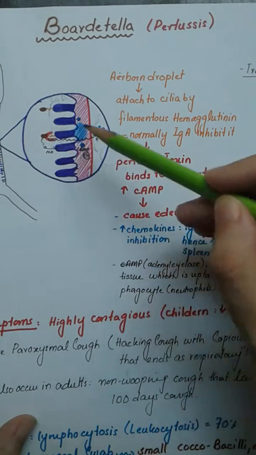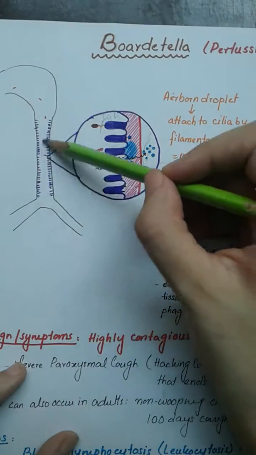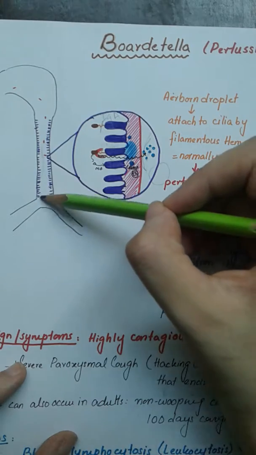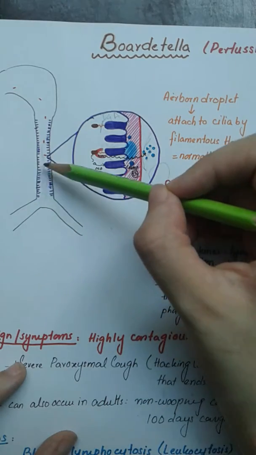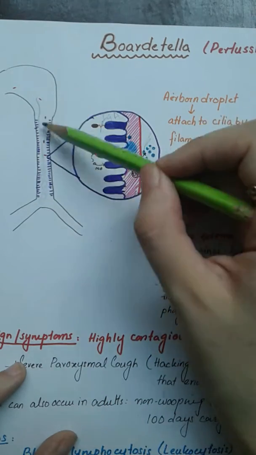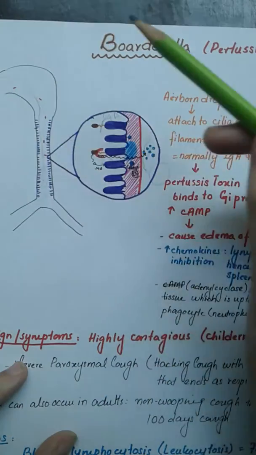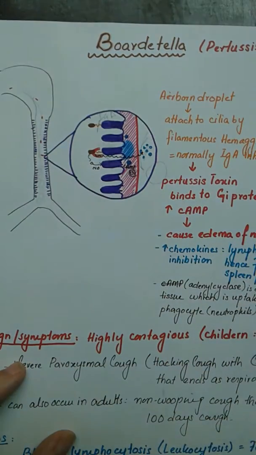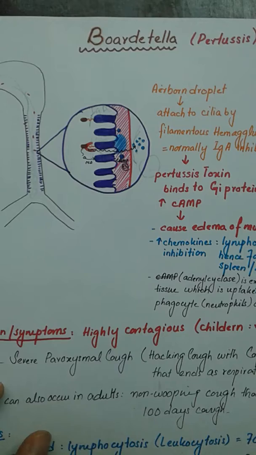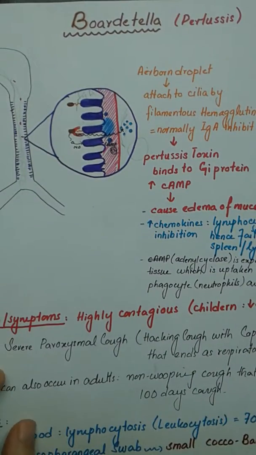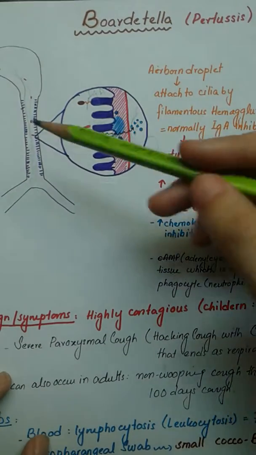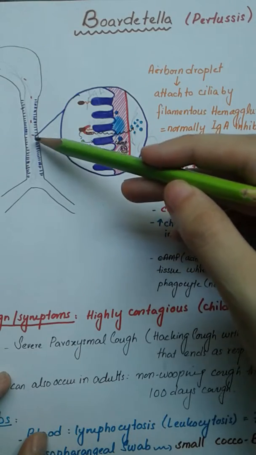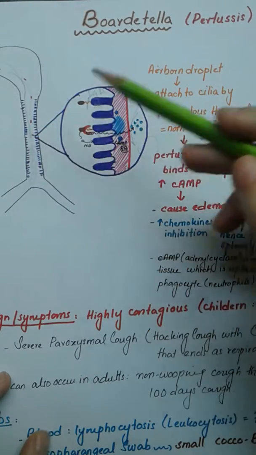And similarly, if the cilia will not beat in an upward direction, the mucus which is continuously formed by the goblet cells would not be expectorated by the human body, which will accumulate and cause serious manifestations. Now, if your cilia is inhibited, what will happen? Your mucus production would be increased.